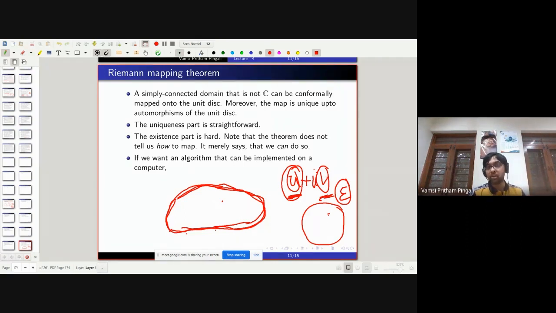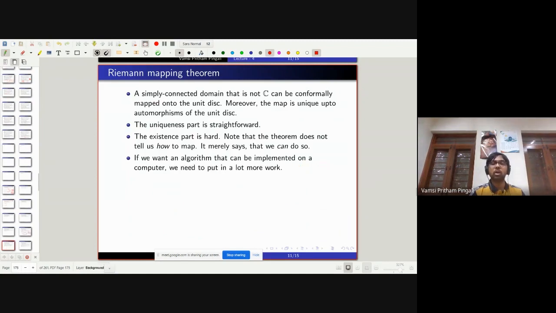If we want an algorithm, Riemann proved his mapping theorem, so when did he prove it? Probably more than 150 years ago, I think. We need to put in a lot more work if you want an algorithm. The best such algorithm was found only 10 years ago by Chris Bishop from Stony Brook University. So the Riemann mapping theorem, if you actually want to implement it in practice, you need a nice algorithm. The best such algorithm was only found a decade ago.